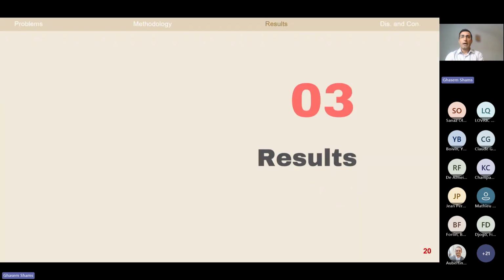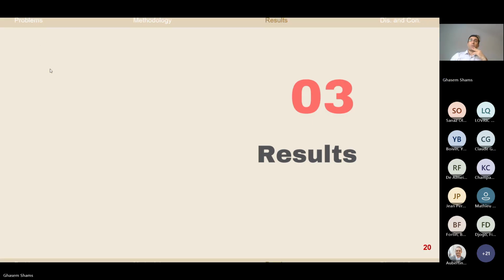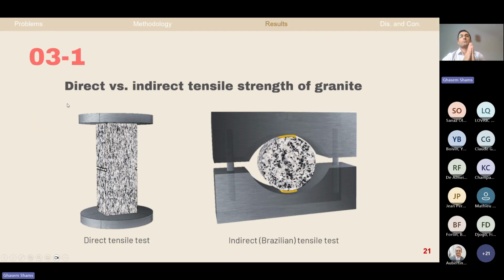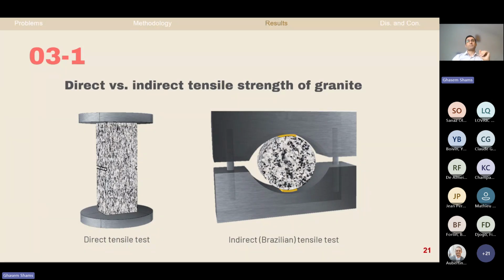From now on, I will talk a little about the results. First, let's have a look at a very classic result. Direct tensile strengths obtained from direct tensile test and tensile strengths of granite obtained from Brazilian test.